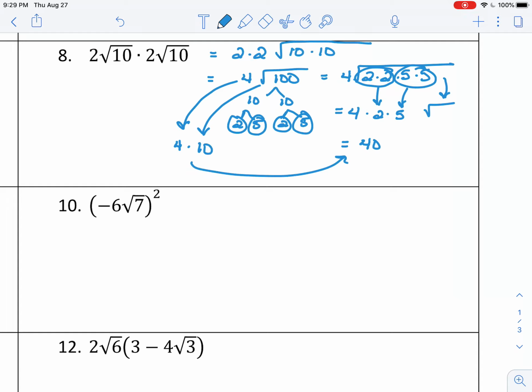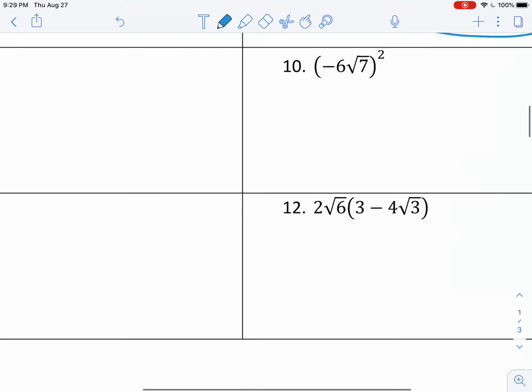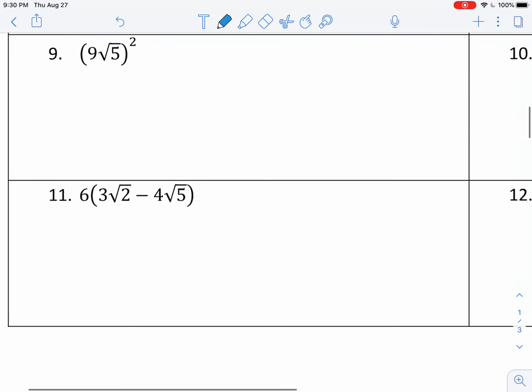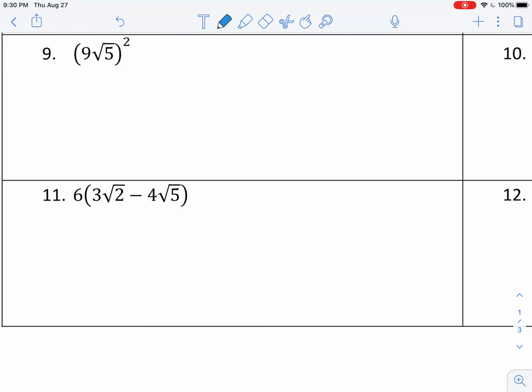The other thing about this problem I want to draw attention to is I took 2 square root 10 times 2 square root 10, times itself. In math, when we say something is being multiplied by itself, we say that number is being squared, which is what 9 and 10 are going over. I'm squaring that radical. So I'm going to take the time to write it twice. 9 root 5 times 9 root 5. So we're going to multiply and simplify. I'm going to multiply 9 times 9. I'm going to multiply square root 5 times square root 5, which means I'm going to have 81 square root 25.